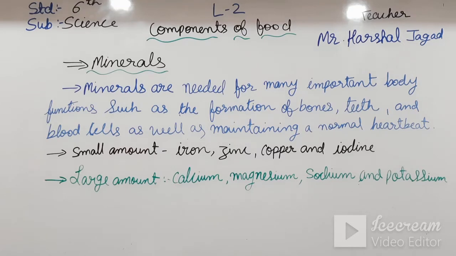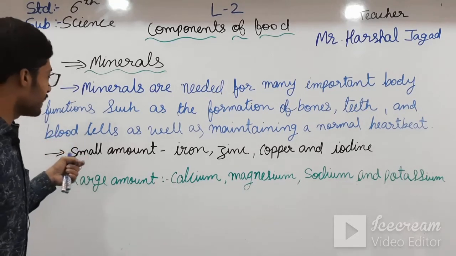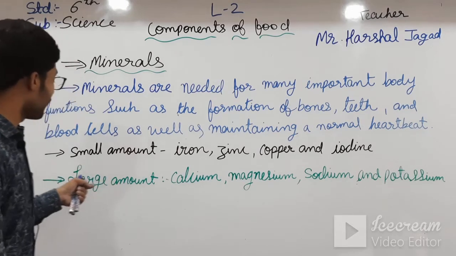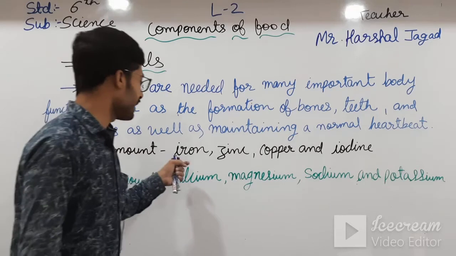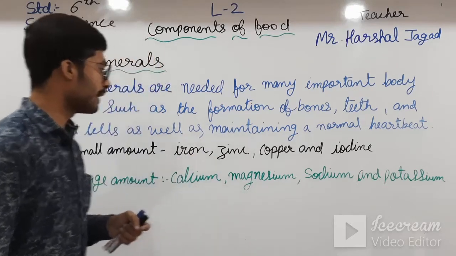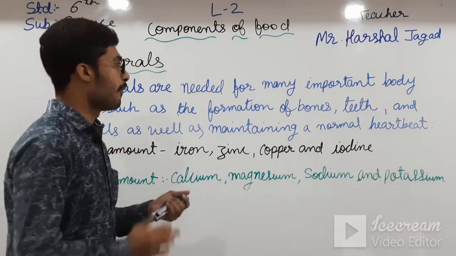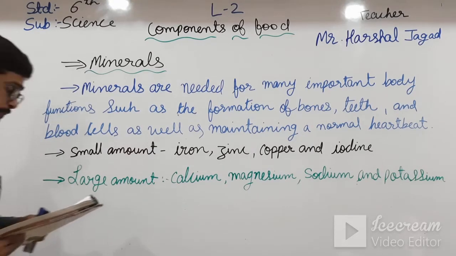So students, we have seen which minerals are needed in small amount and which minerals are needed in large amount. In small amount we need iron, zinc, copper and iodine, and in large amount we need calcium, magnesium, sodium and potassium. Let us see further. Before going further, I am just reading this textual point.